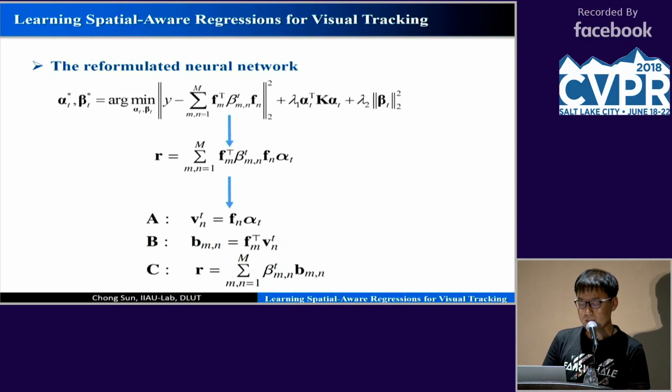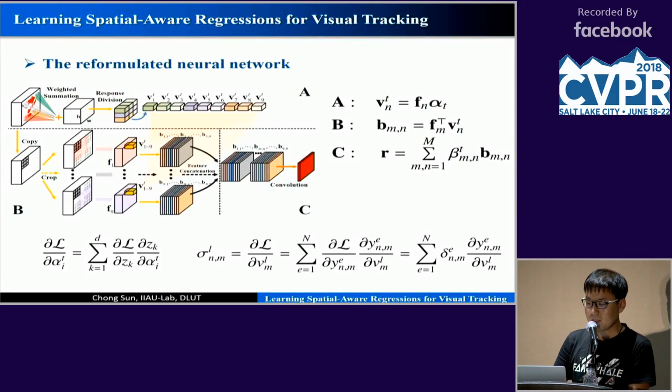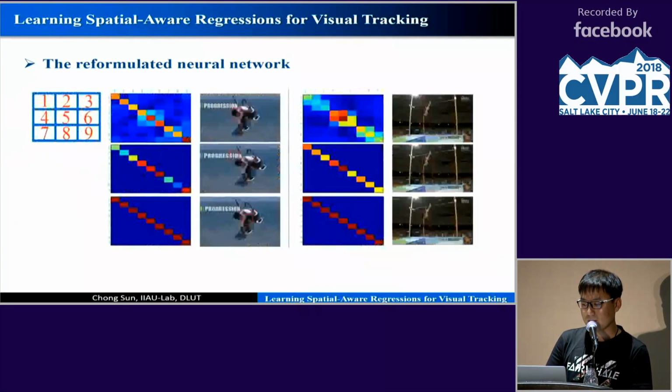In this work, different from the original method, we compute the response from the KR model in 3 steps, which can be reformulated as a neural network. The 3 steps are named A, B, and C respectively. The reformulated neural network is presented in this slide. In the neural network, altogether there are 3 modules, named module A, B, and C. We provide the forward and backward operations for each module, which ensure the end-to-end training of the proposed network.